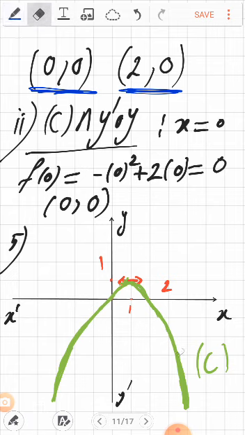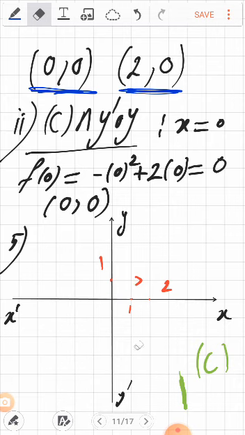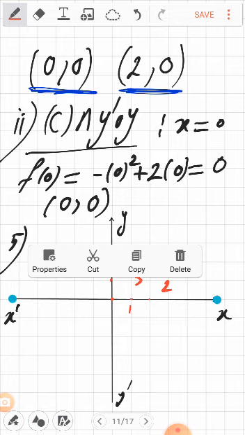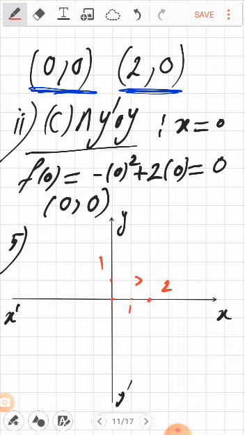Now let us construct the curve C. First of all, we have to locate the points of intersection with x-axis and y-axis. فعندنا 0, 0 point of intersection with x-axis, and 2, 0 point of intersection with x-axis. Here 2, 0.